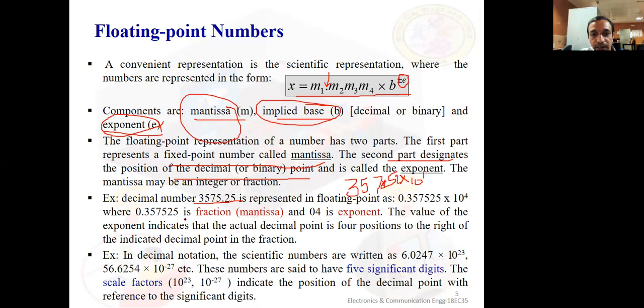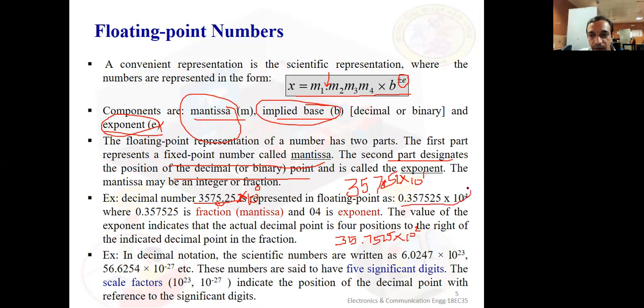This is possible. That means I can move this point towards the left and increase the exponent. The original is actually multiplied by 10 power 0, right? The exponent is 0, because 10 power 0 is 1. So if I move this decimal point towards the left, I increase the exponent by 1. If I move it one more position towards the left, let us say I make it 35.7525, I'll multiply it by 10 power 2 to get the same number again.